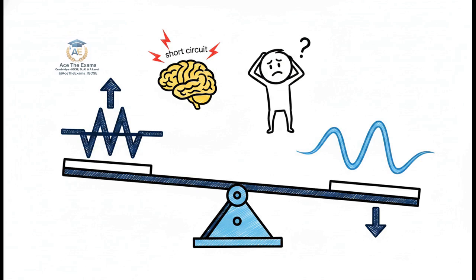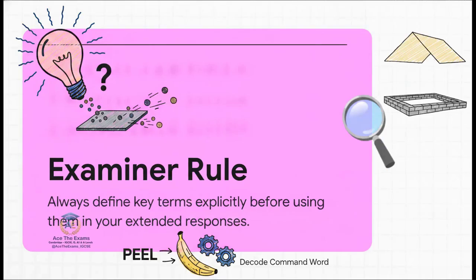Now here is a golden examiner's rule that you need to tattoo on your brain. Always define key terms explicitly before using them in your extended responses. This is a massive, massive area where smart students bleed easy marks. Imagine you get a 4-mark question asking you to explain why a higher intensity light source does not increase the maximum kinetic energy of the emitted photoelectrons.